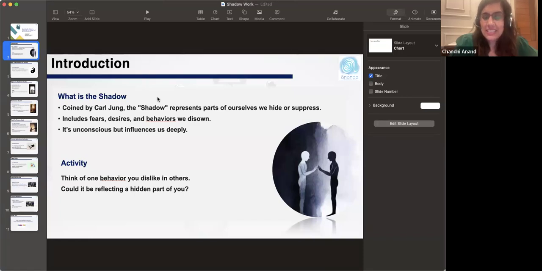So what is shadow really? It is parts of ourselves that we either hide or suppress unknowingly, but we do. It includes our fears, desires, behaviors, even the dreams that we get sometimes. There's a whole theme of dream analysis. But if I have to summarize it in one line, the dream is all about you. Whether or not you think of it as one, maybe there are other characters in the dream, but it's just the shadow saying hello in the form of a dream. So it's very unconscious, but it influences us deeply.